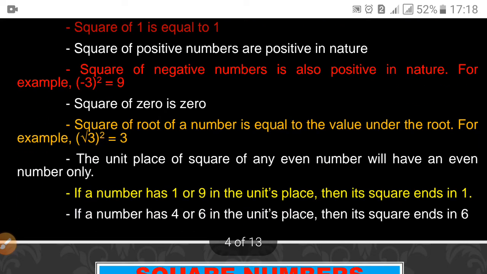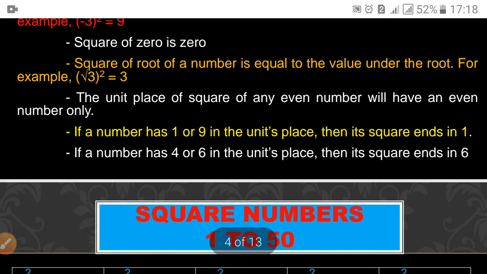The next is square of 0 is 0. The square of the root of a number is equal to the value under the root. For example, square root of 3 squared equals 3. The unit place of the square of any even number will have an even number only. If a number has 1 or 9 in the units place, then its square ends in 1. If a number has 4 or 6 in the units place, then its square ends in 6.